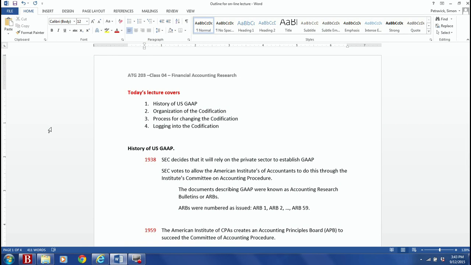The purpose of today's lecture is to provide some background information on the subject of financial accounting research. The outline that you see on the screen is also available on Sakai as a Word document. We're going to cover the history of U.S. GAAP, how the codification is organized, the process for changing the codification, and logging into the codification.